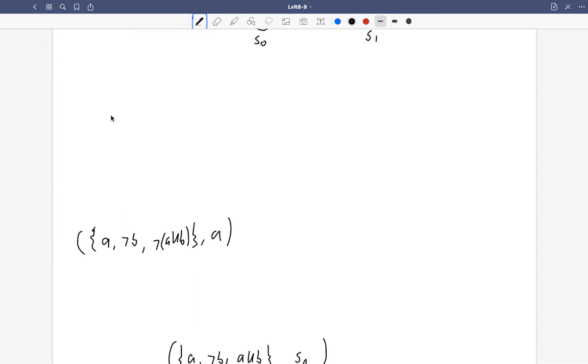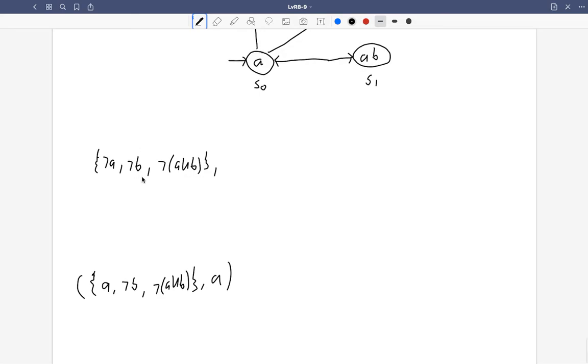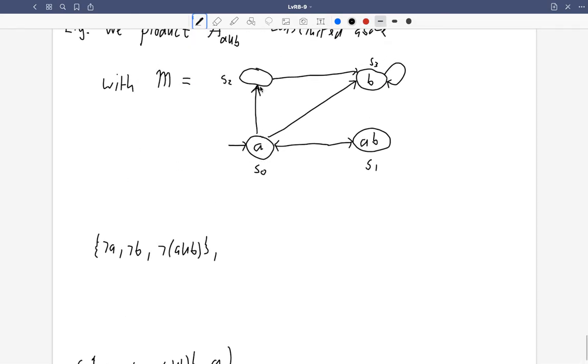And then up here we had before not A, not B, not A until B. Now here we have neither A nor B, so we need states that have the empty labelling function, and that's just S2, so we pair that with S2.